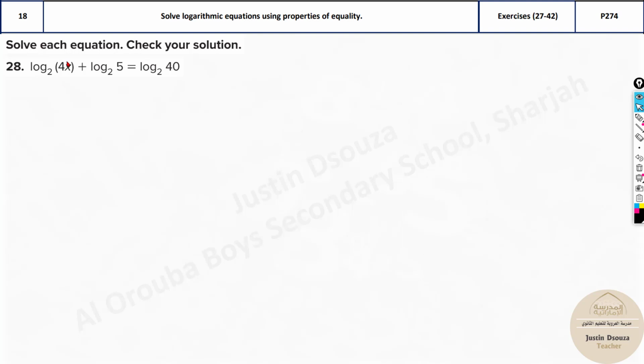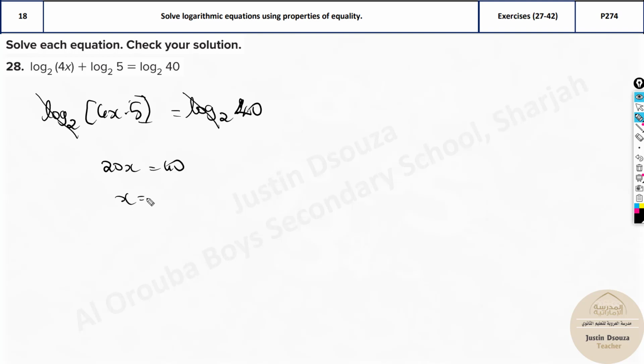Over here we have log base 2 of 4x plus log base 2 of 5 equals log base 2 of 40. All the bases are same. The same concept. We will do one more, but this is plus. So I will do this one. Here the rule is whenever it's plus, these two terms are multiplied. 4x multiplied with 5 equals log base 2 of 40. Now we can easily cancel this off. 4 times 5 is 20, so 20x equals 40. And x will be equal to 40 divided by 20, which is 2. So this is the answer.